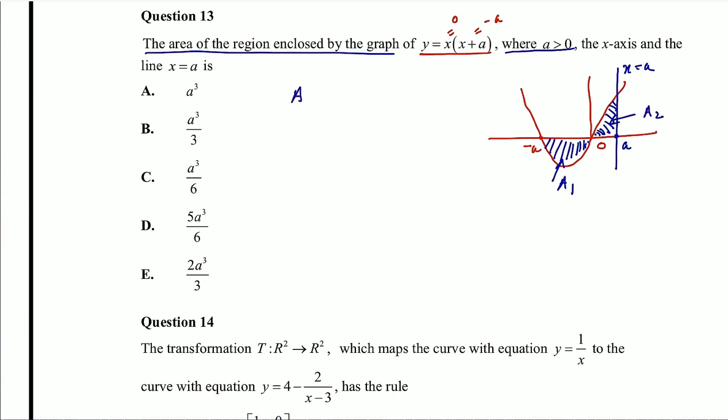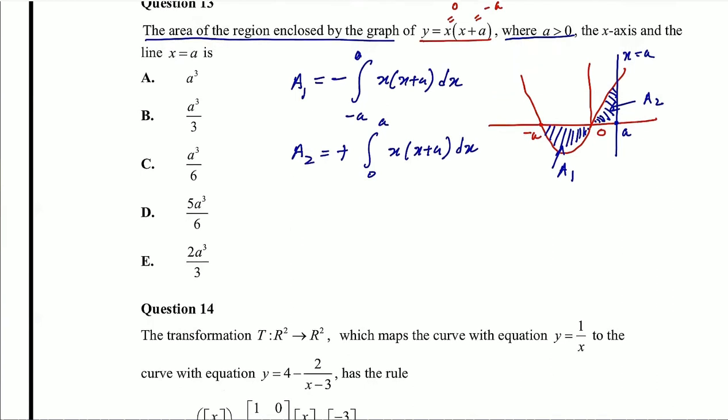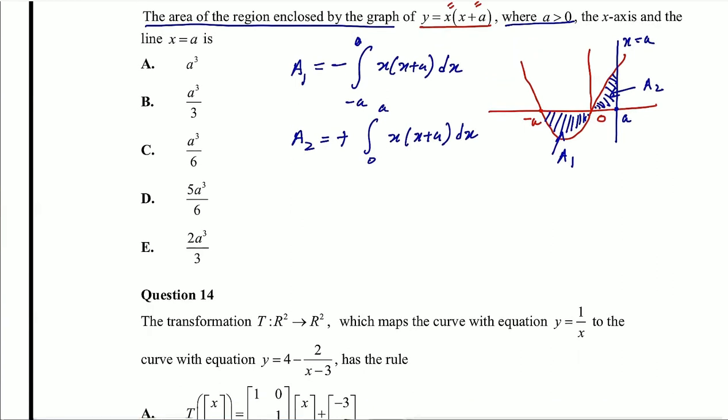So what is A1? A1 would be negative. You can see it's in the negative, so you put a negative sign. From where to where? Minus A to 0, x plus A dx. Area 2, it's in the positive side, so it's positive. 0 to A, x plus A dx. So the total area, A total would be A1 plus A2.